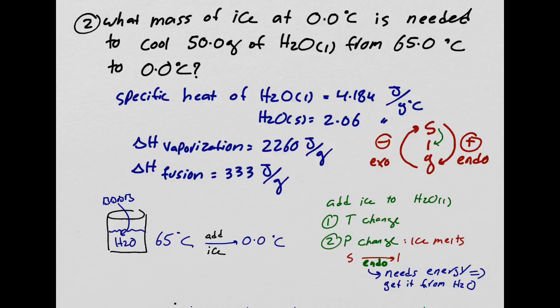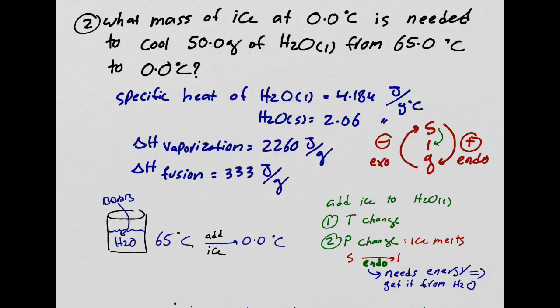Again, ice is going to melt. That's an endothermic process. For solid to go to liquid, it needs energy for this to happen. Where is it going to get that energy from? It's going to get that energy from the water. So ice is going to get the energy from the water so it can melt. You guys are following me so far? Okay, so ice gets the energy from the water so it can melt.